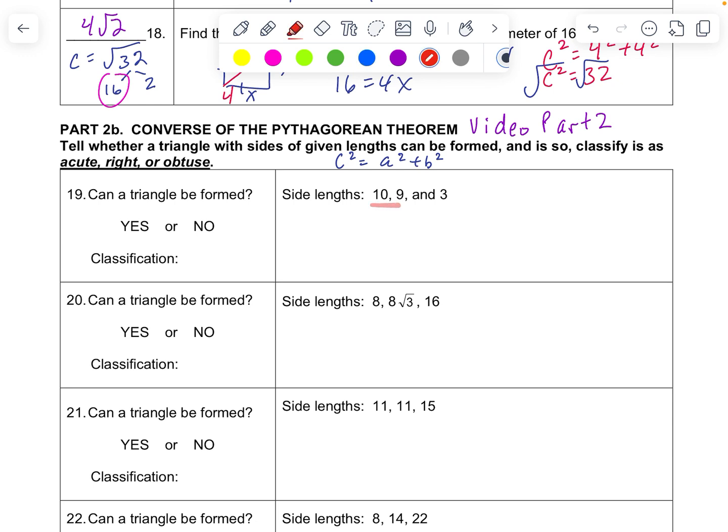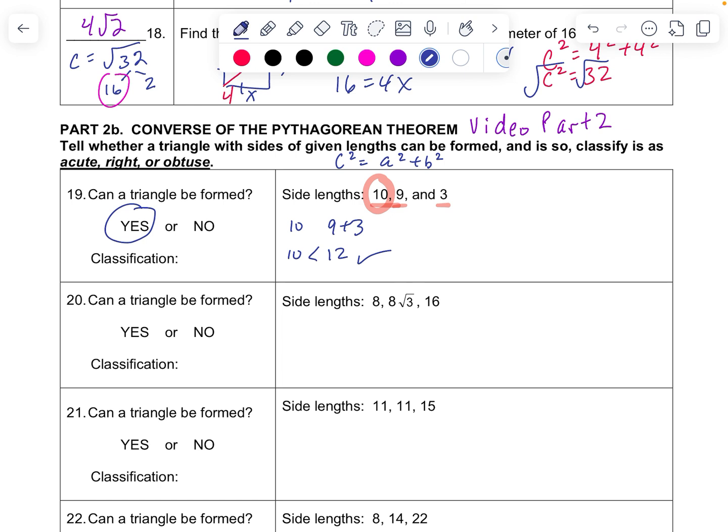So we have 10, 9, and 3. I'm going to circle my longest side. I need to compare that to the other two lengths. So the first comparison is, is it a triangle? So I have a 10, and then I have 9 plus 3. We want to know if 10 is smaller than 9 plus 3, and 9 plus 3 is 12, so yes, 10 is smaller. So this does make a triangle, that's a yes.